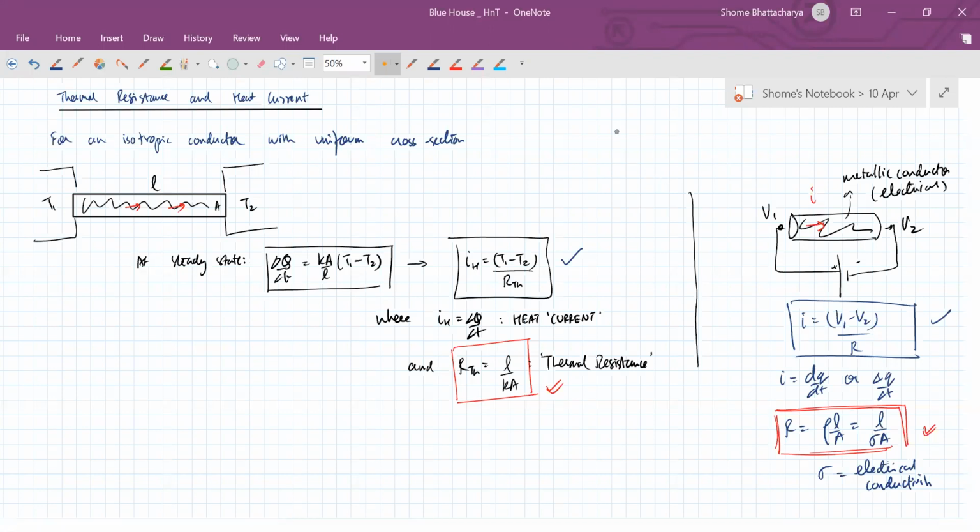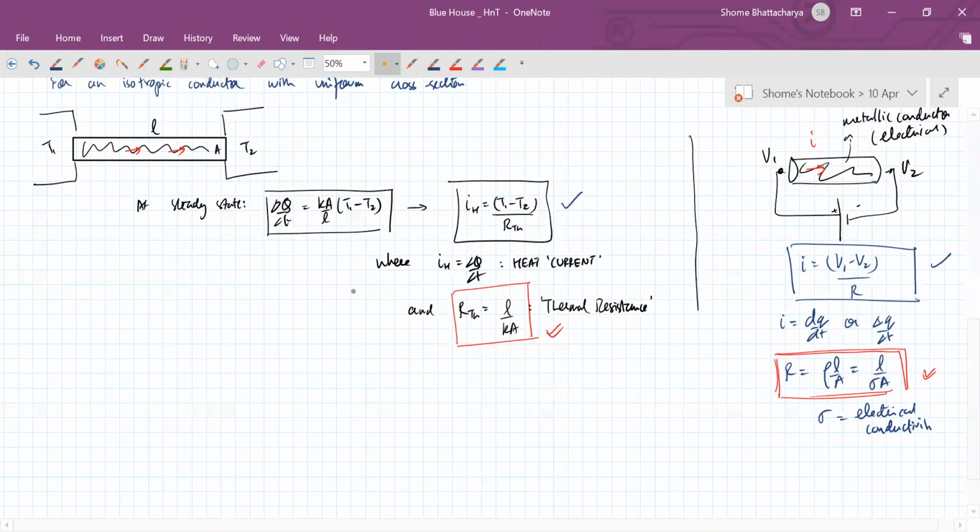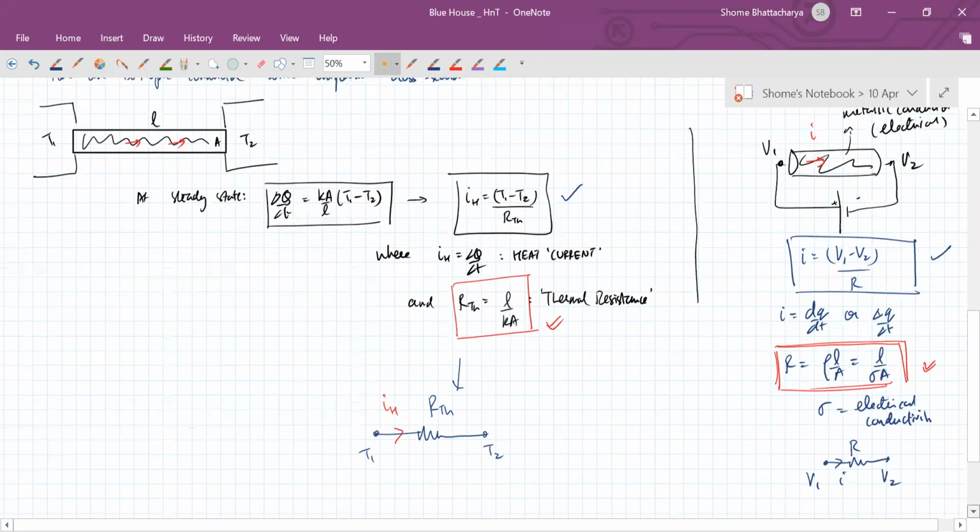Yes, so it becomes a comparable situation. What we can say is that this situation can be likened to this: thermal resistance is the property which tells you that when you have a temperature difference across a heat conductor, what is the rate at which the heat conduction is happening. Just like the electrical resistance is the property that tells you that when you create a potential difference across an electrical conductor, what is the rate at which electrical conduction happens.